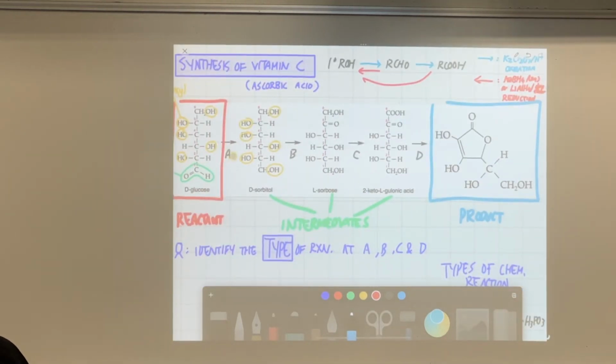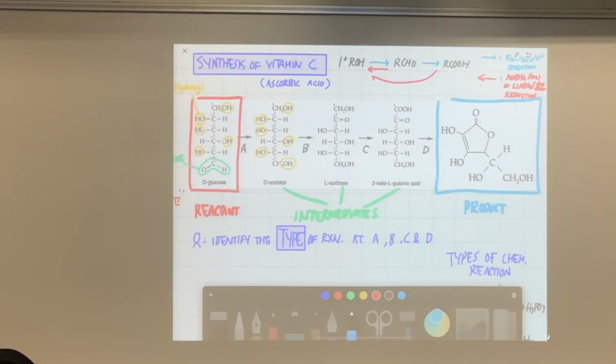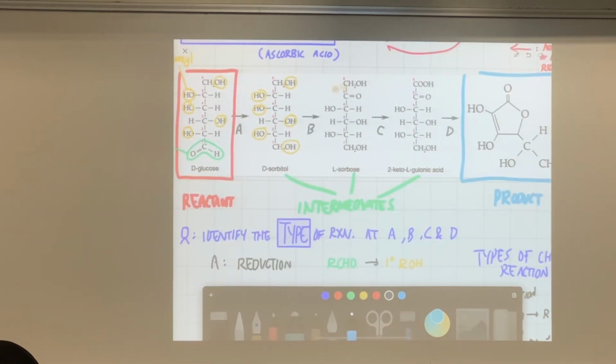So what is this reaction then? A, is it oxidation or reduction? Reduction. So write down A is reduction, because the aldehyde group is turned back into which class of alcohol? Primary alcohol. So what about B? Let's do a compare and contrast here. When you look at the functional group, what is changed?